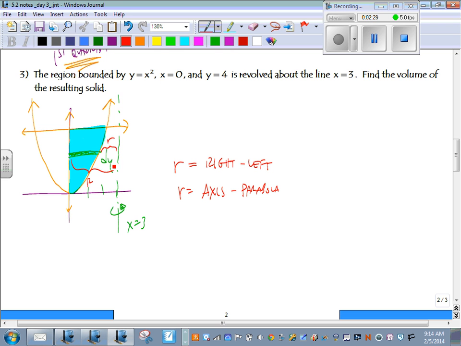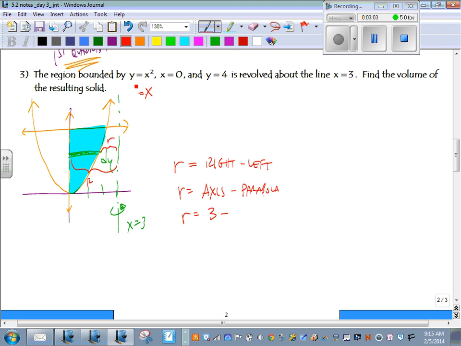Since this is a dy cut, everything we're putting in here has to be in terms of y. So for our little radius, what's the axis going to be? 3. Right, so our little radius is going to be 3 minus parabola. We have to write what that x value of the parabola is in terms of y. So if we look at our equation, what would x be equal to?